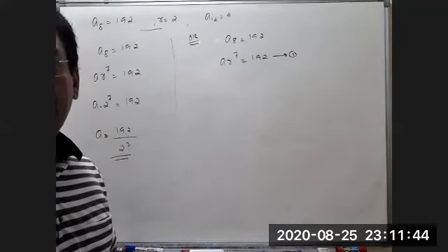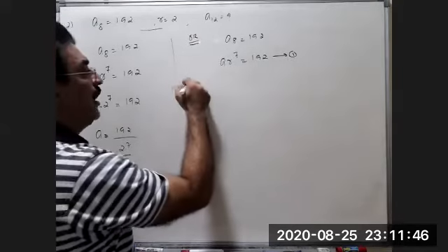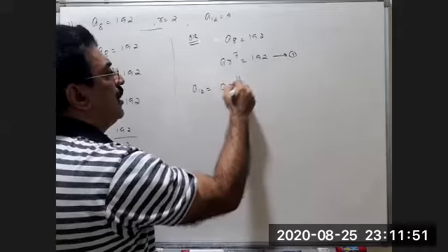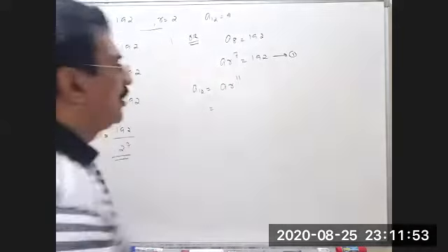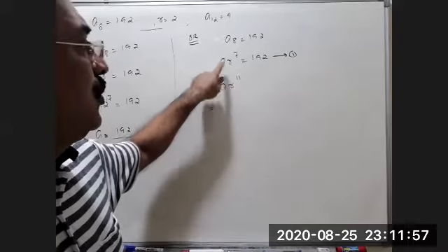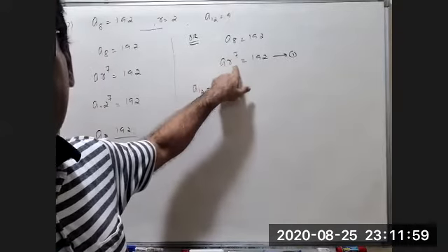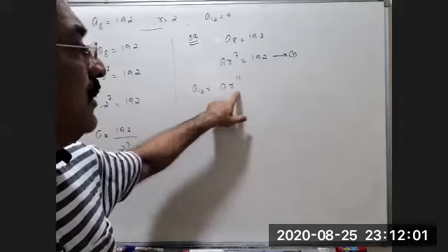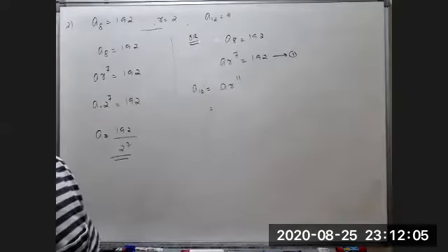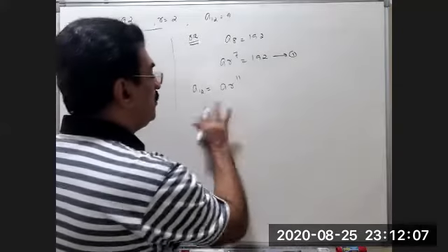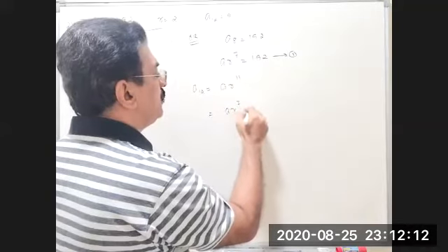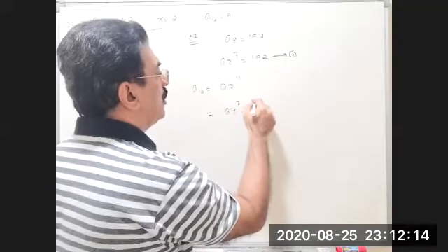A r raised to 7. Now, our aim is to find A12, which is A r raised to 11. We know the value of A r raised to 7. So can we break this in terms of this? A r raised to 11 can be rewritten as A r raised to 7 into r raised to 4, is it?